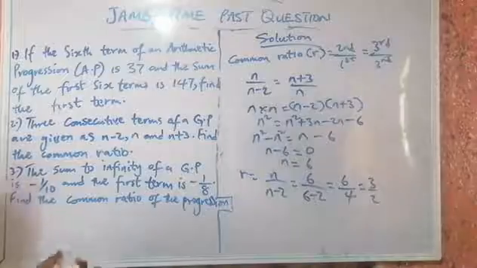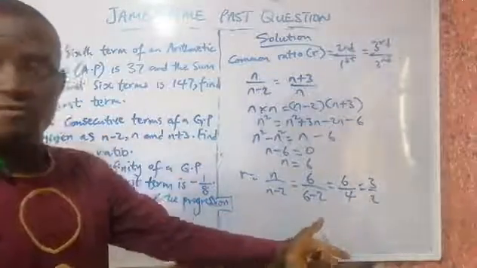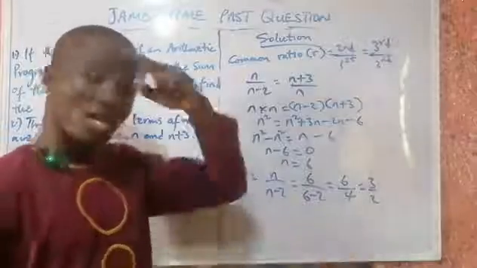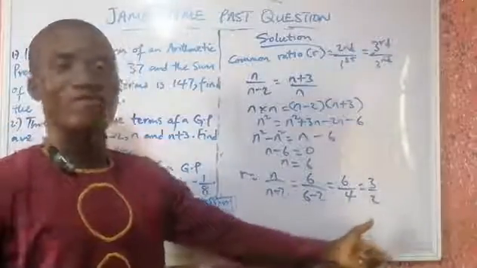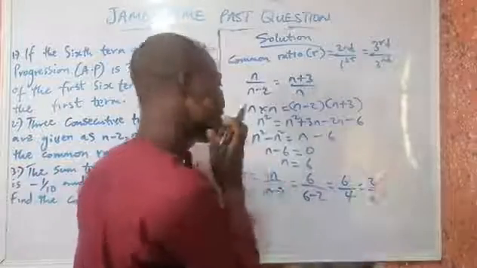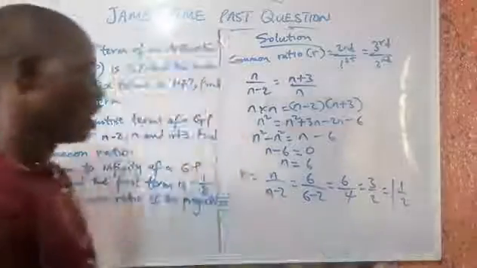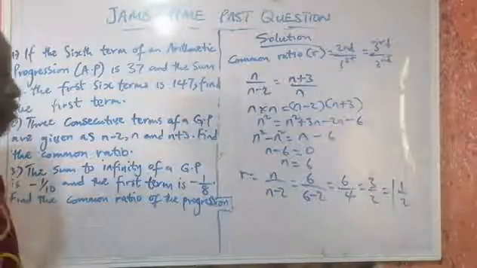If you check the options, if they leave it in fraction, you leave your answer in fraction. And if they give you in decimal, you have to convert this to decimal. But let's take this to our mixed fraction. That will be one whole number, 1 over 2. So that will be our common ratio.